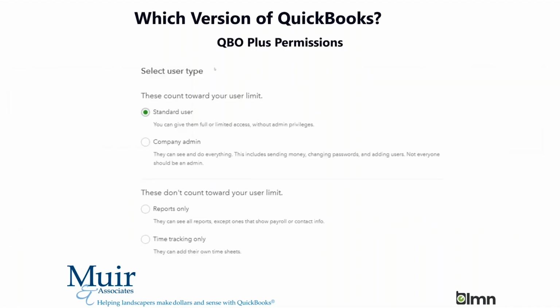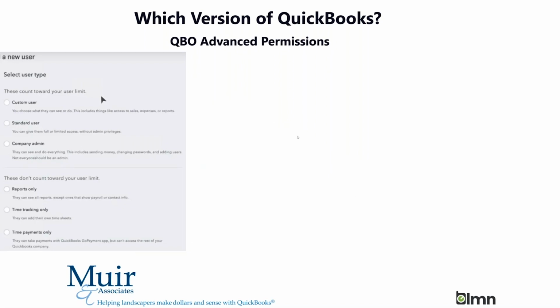So here's an example from QuickBooks Online, the Plus level. So you can see you've got reports only and time tracking only. And if you go into advanced, now you see you can pick a custom user, a standard user, whether or not they're the company admin. And here are the basics that we talked about before: reports only, time tracking only.